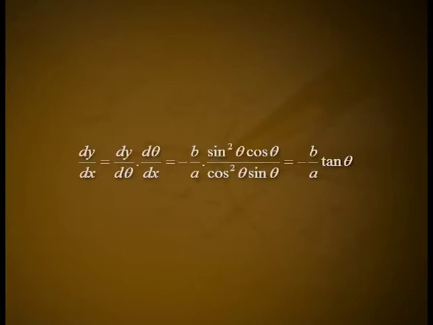Again, dx/dθ = −3a cos²θ sin θ and dy/dθ = 3b sin²θ cos θ. Now, dx/dθ = 0 if θ belongs to the set {0, π/2, π, 3π/2, 2π}. It follows that dy/dx = dy/dθ · dθ/dx, which is equal to −(b/a)(sin²θ cos θ)/(cos²θ sin θ), which is equal to −(b/a) tan θ for the values of θ for which dx/dθ ≠ 0. Also, θ tends to 0 implies dy/dx tends to 0.